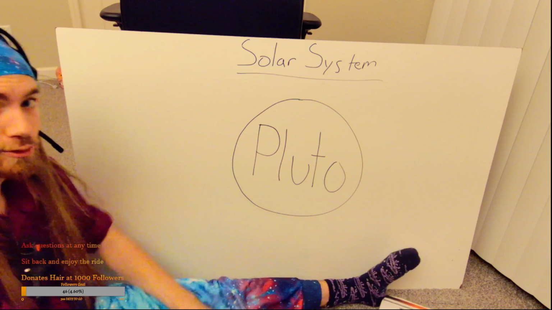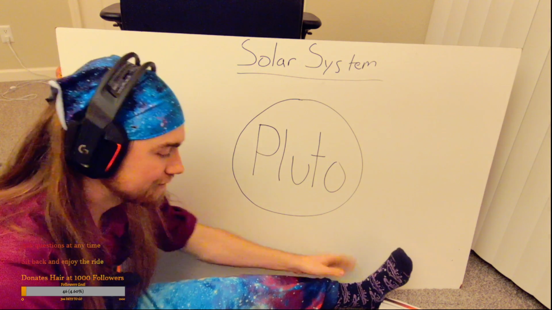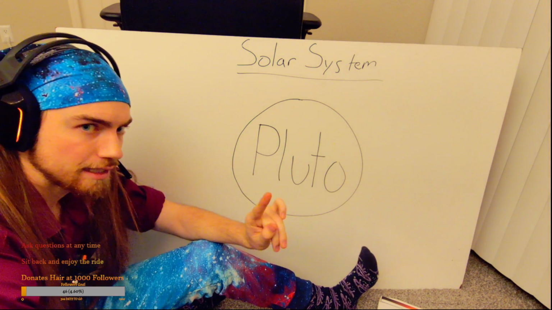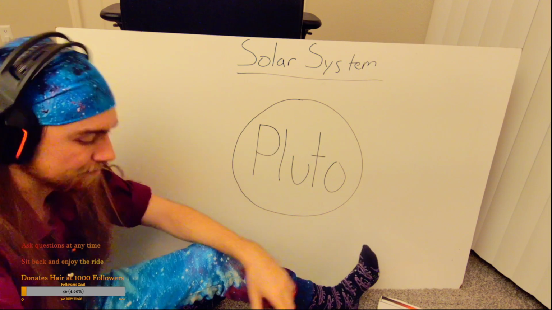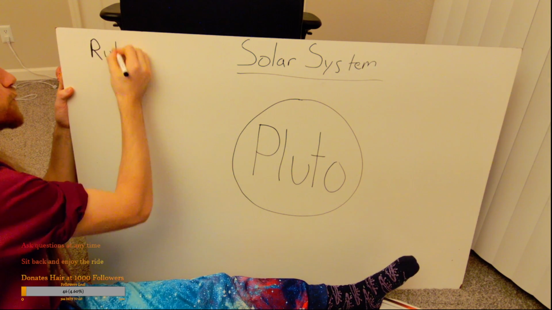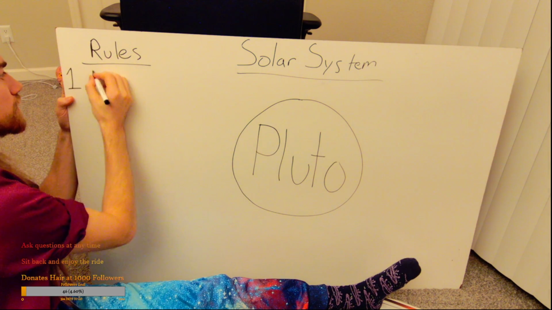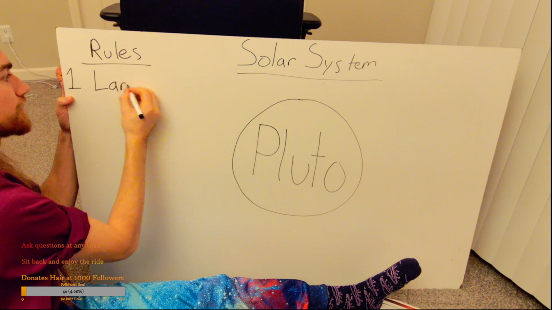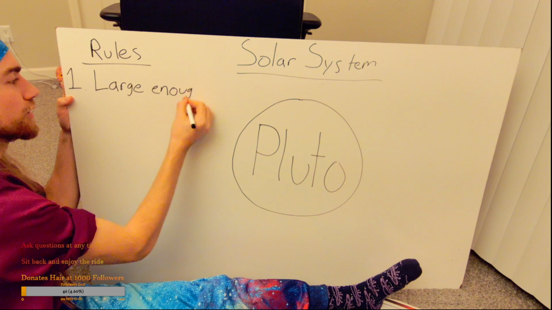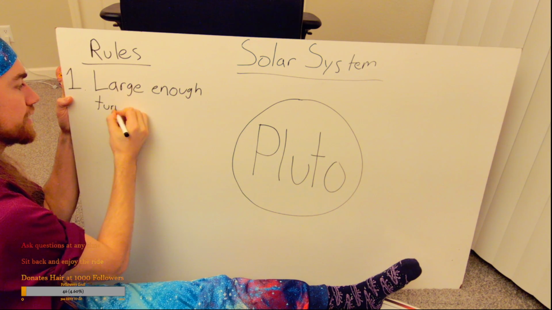So there are 3 rules that the astronomical associations have delineated in order for us to look at any object that's out in space and be like, is that a planet? Can I count that as a planet? Rule number 1. So we'll just call this rules. Number 1. Must be large enough. This is in no particular order. Large enough that it turns into a sphere.